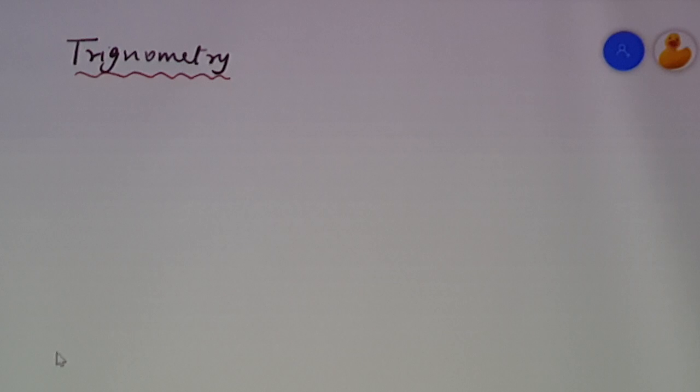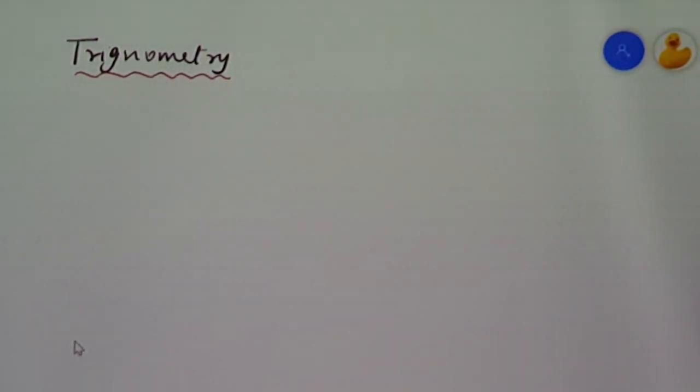Welcome students, this is Ravi Shankar, and in today's class let us go for the next concept of mathematics that has to be applied in physics, that is trigonometry. You might have known about this trigonometry very well. You should have studied it in your 10th standard. So we are going to study about this trigonometry.